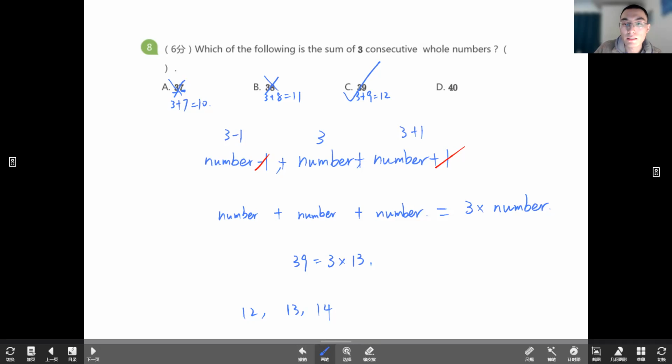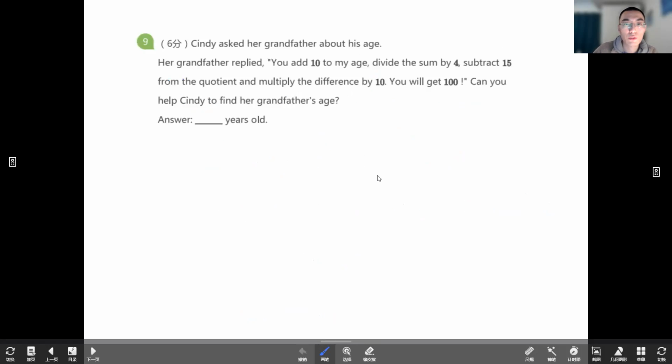Okay, and then for D, 4 plus 0, which is just 4. And obviously, it is not divisible by 3. Yeah, and this is question number 8. Let's keep going to question number 9.